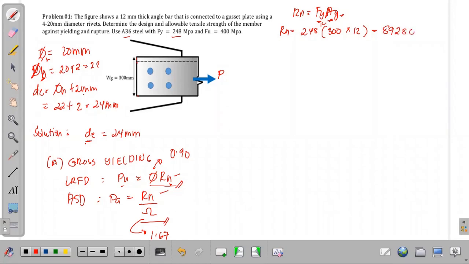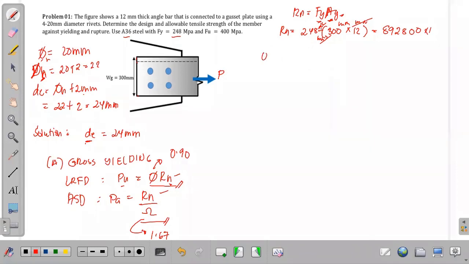89.2800, ma'am. 00 in Newton. Kasi naka-mm ito, naka-Newton per mm squared ito. Okay? So, magka-cancel yung mm squared dito, Newton na lang yung matitira. So, ito na yung magiging nominal strength natin. Nominal. So ano yung magiging design strength natin?